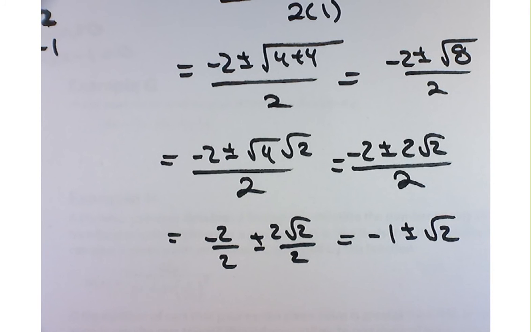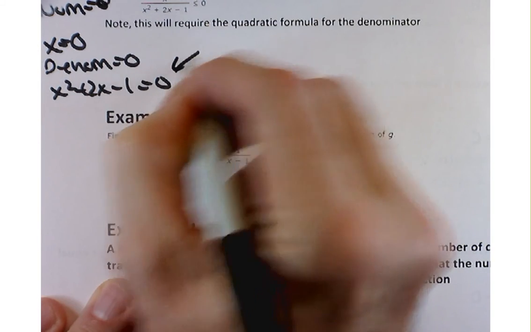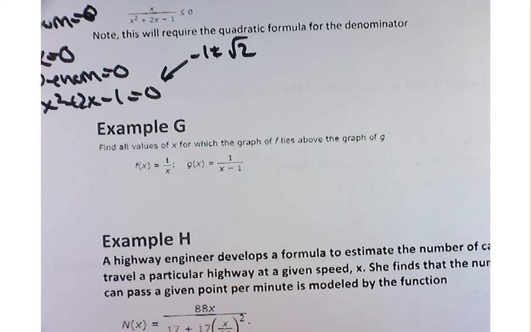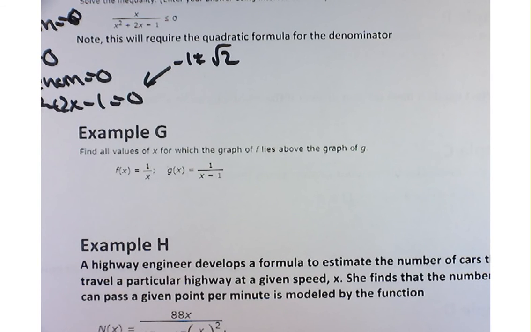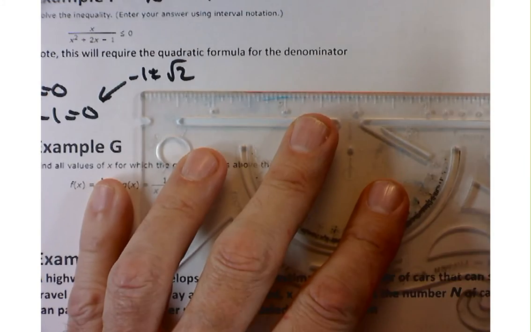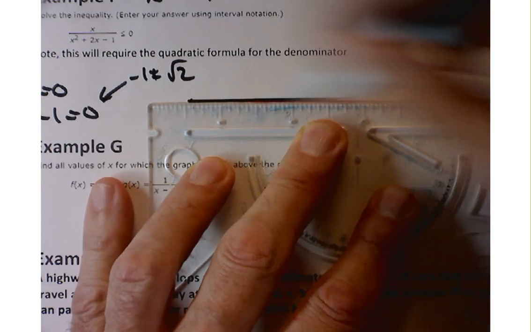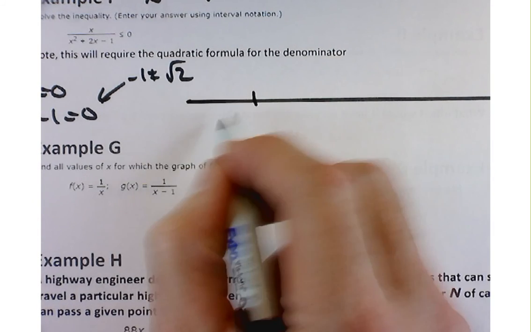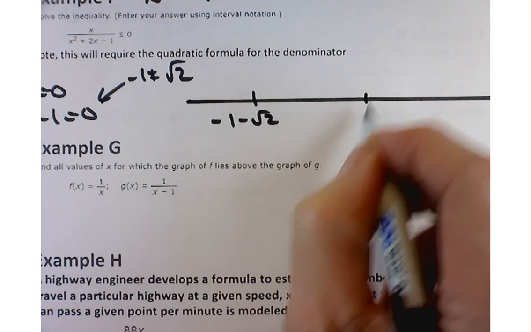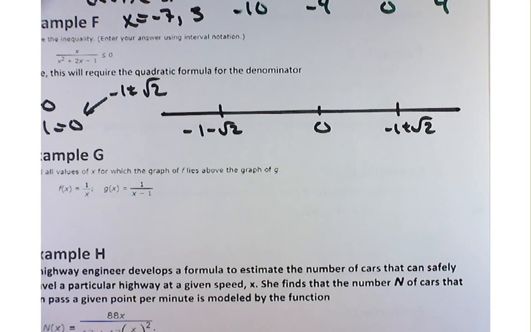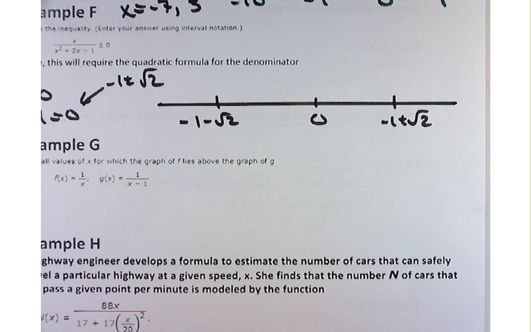Now those are the values that we needed: negative 1 plus or minus the square root of 2. Ugh, that makes this a little bit uglier. It is what it is. Let's put those numbers on the number line and do our testing of points. I'll give myself a generous amount of room here. So I get negative 1 minus the square root of 2, 0, negative 1 plus the square root of 2. You might want to do yourself a favor and figure out some decimal values for these things. That way you know where to test points.